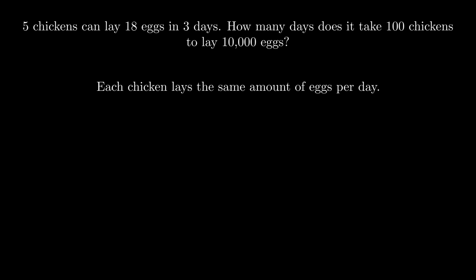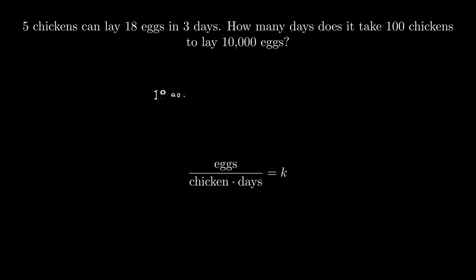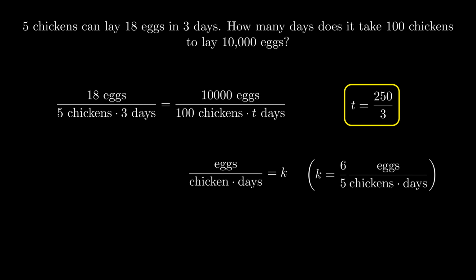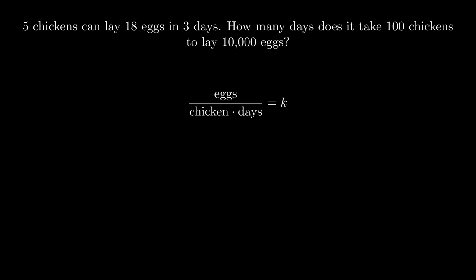Here, K is known as the constant of proportionality. Using our constant, solving for the number of days is simple. We just plug and solve. Notice that eggs per chicken per day is the unit we use to help us find the answer. Similarly, we can also understand this unit as its reciprocal, chickens times days per egg.